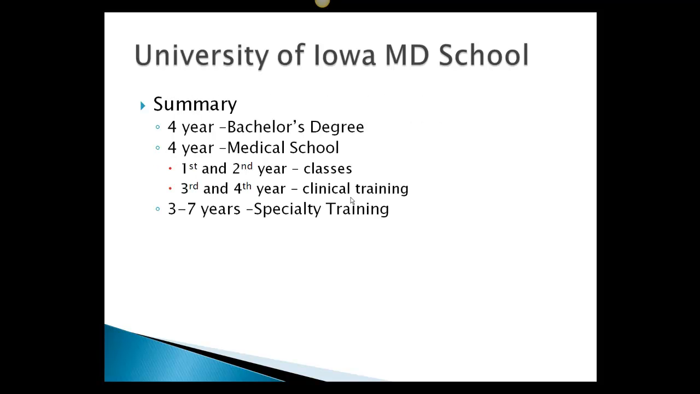As a summary, you first have to get a bachelor's degree, 4 years. Then you go to medical school for 4 years. First and second year are classes, like in the classroom, and the third and fourth years are clinical training. Then 3 to 7 years is the specialty training.